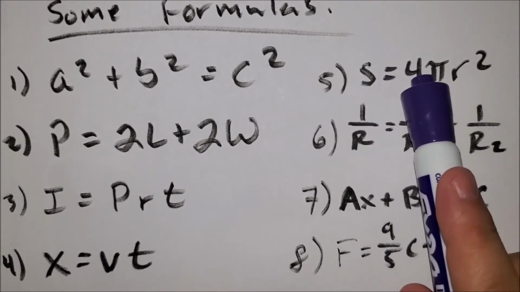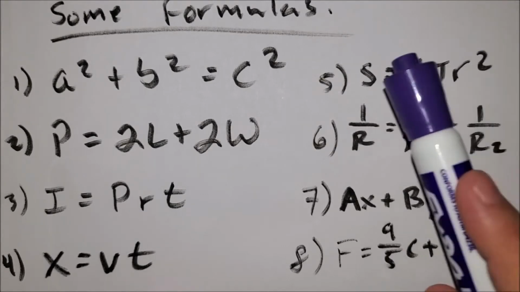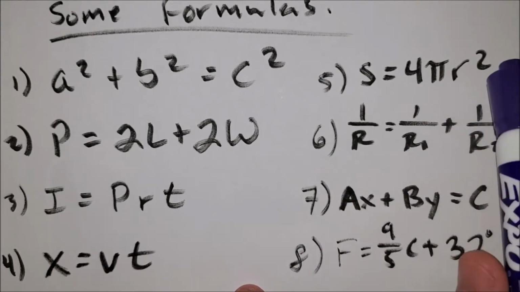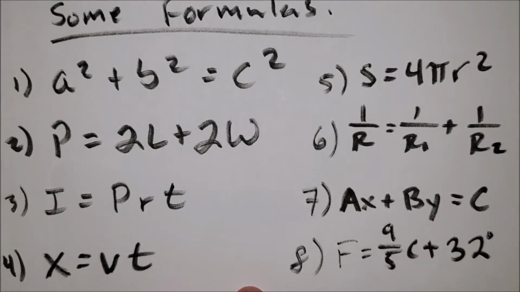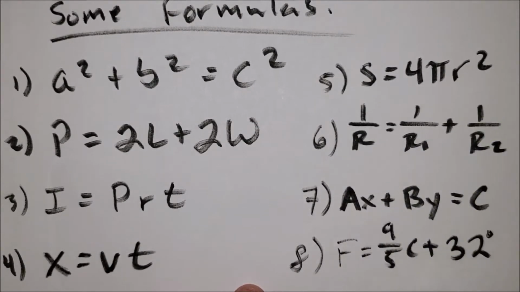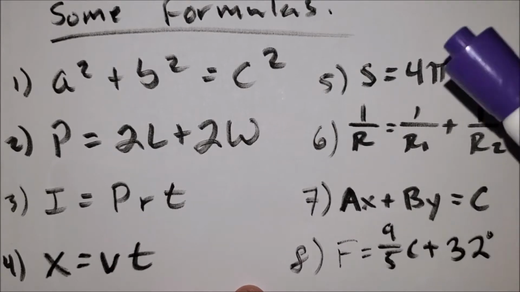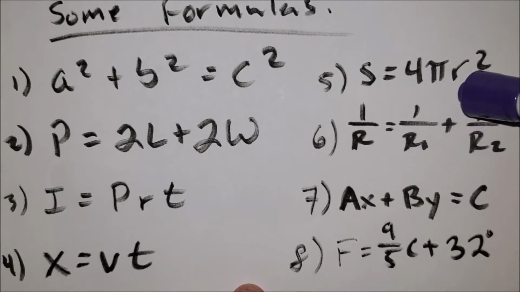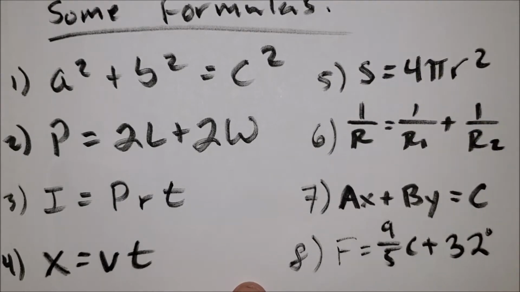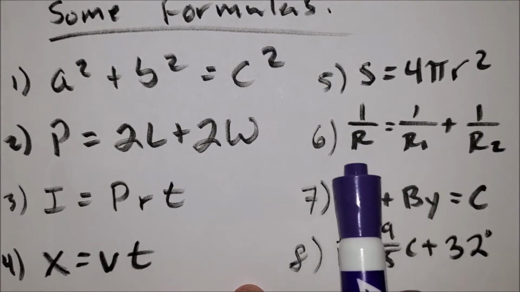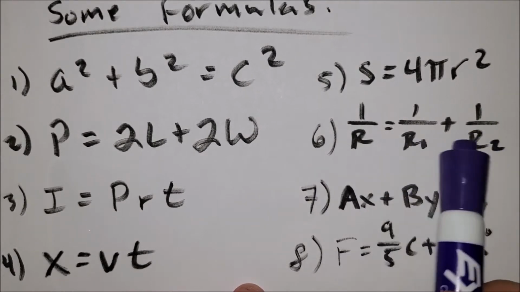Up here we have S equals 4 pi r squared. S is the surface area of a sphere with a radius of r. Here we have an equation used in electronics, and it's 1 over R equals 1 over R1 plus 1 over R2. This is used when you have two resistors in parallel, resistor 1 and resistor 2, and the total resistance is related to these two resistors with this formula.